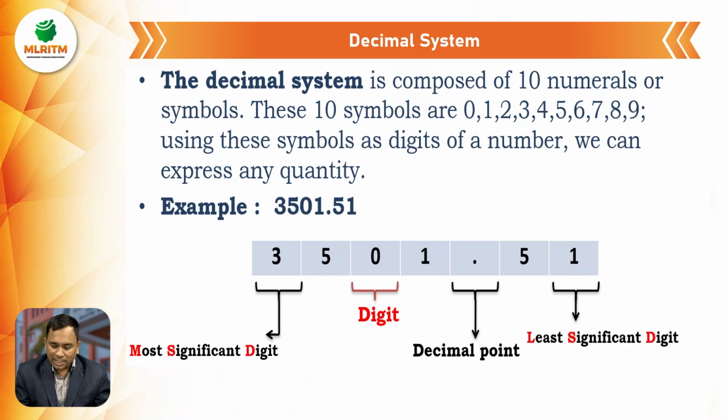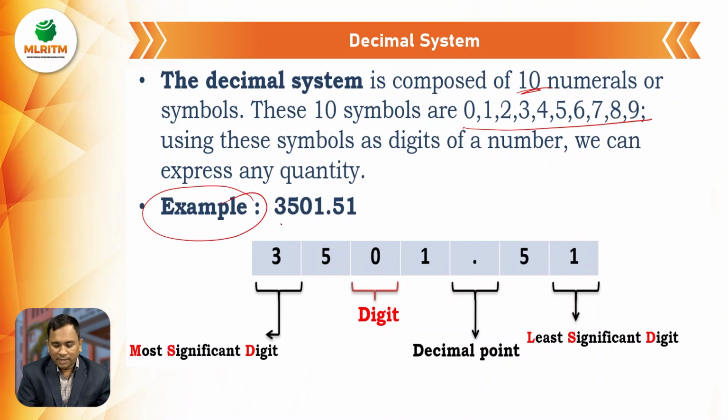The first thing is, the decimal system is composed of 10 numerals. Means in decimal, it has 10 numbers, 0 to 9. For that reason, it has totally 10 numerals, and the values vary from 0 to 9. And how are we representing a decimal number? Now I'm going to explain with an example.